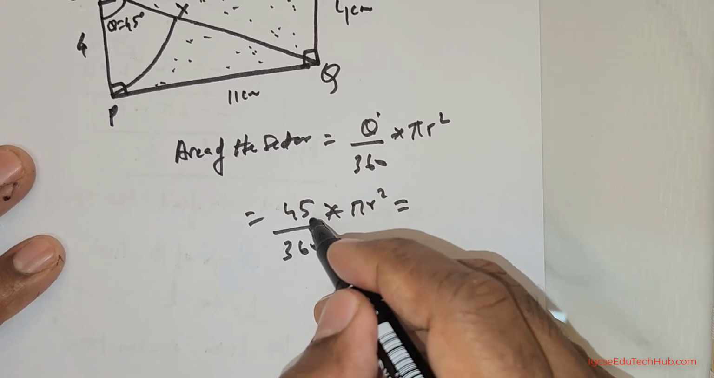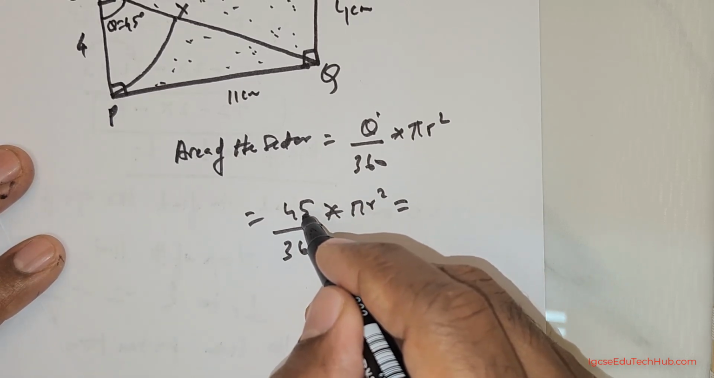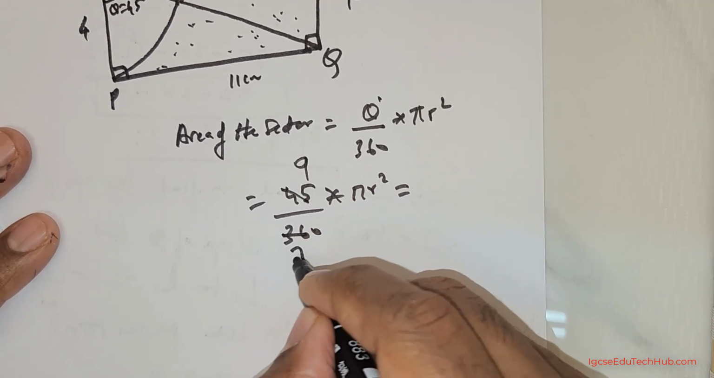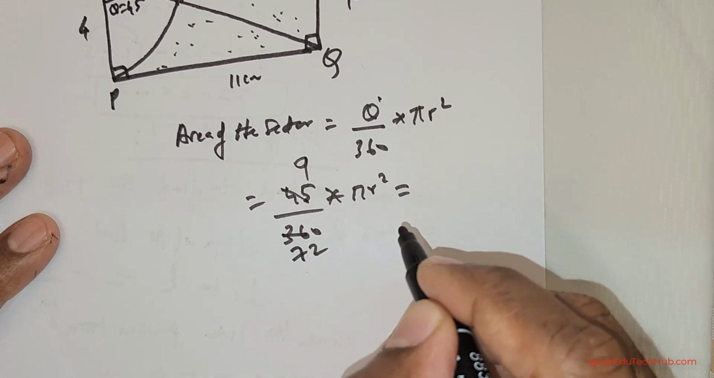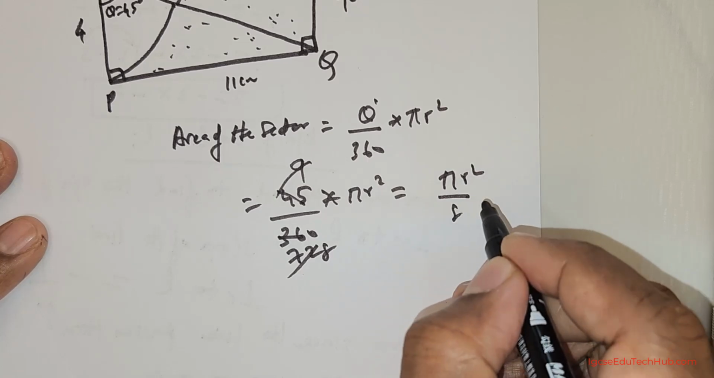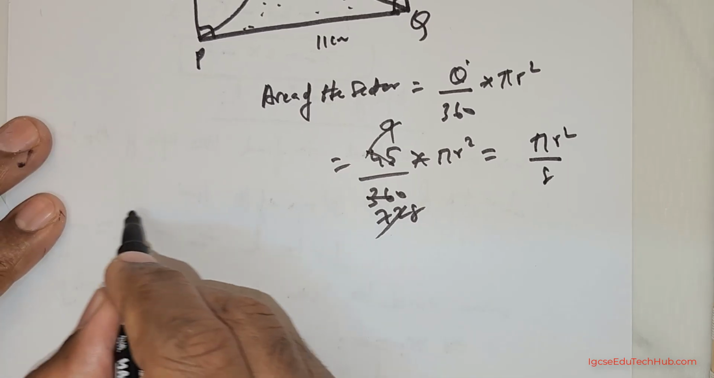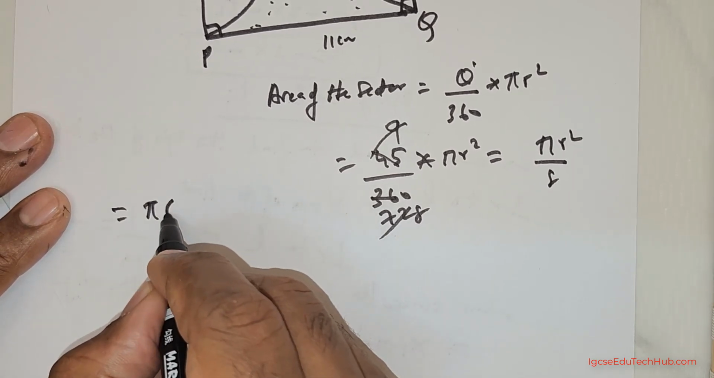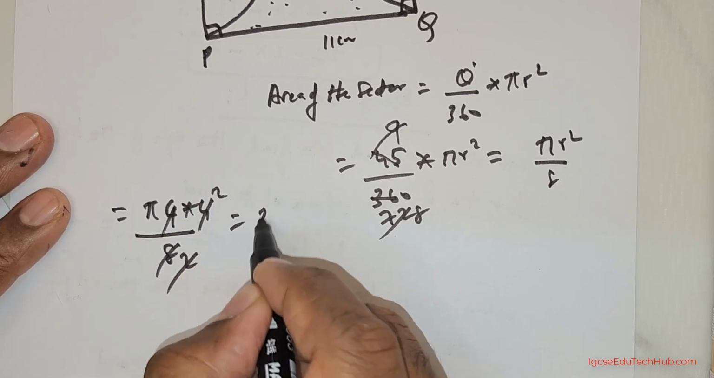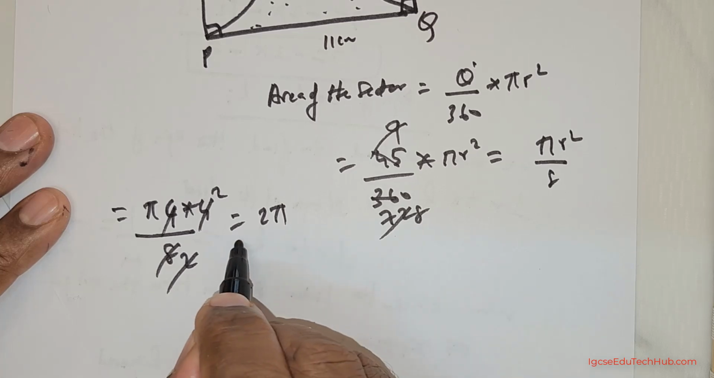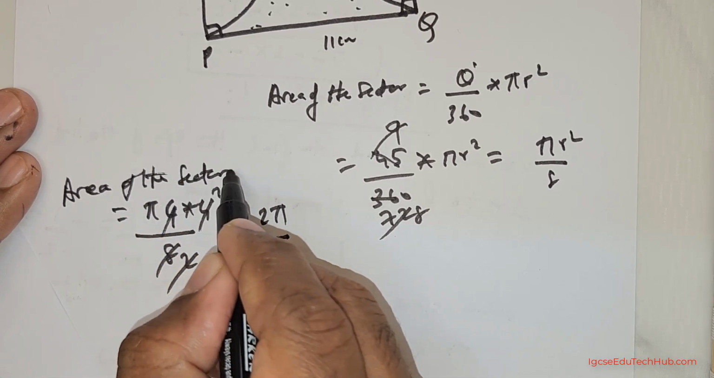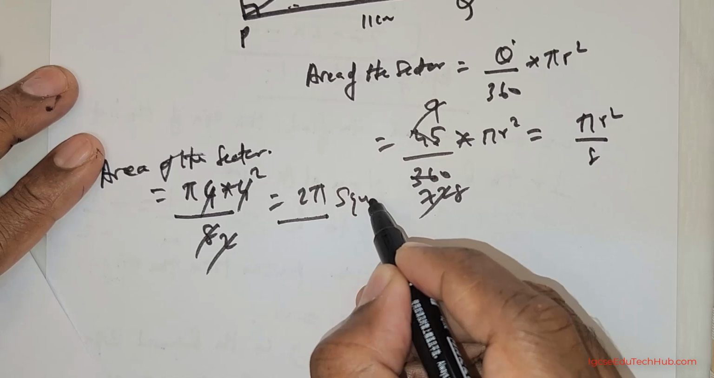This will be 45. 5 will divide here 9 times, 5 will divide here 72 times, and 9 times 8. So you have pi r squared divided by 8, but r is going to be 4 units. So you have 4 multiplied with 4 divided by 8. 4 divides here 2 times, 2 divides here 2 times, so you have 2 pi. So this is going to be the area of the sector, 2 pi square units.